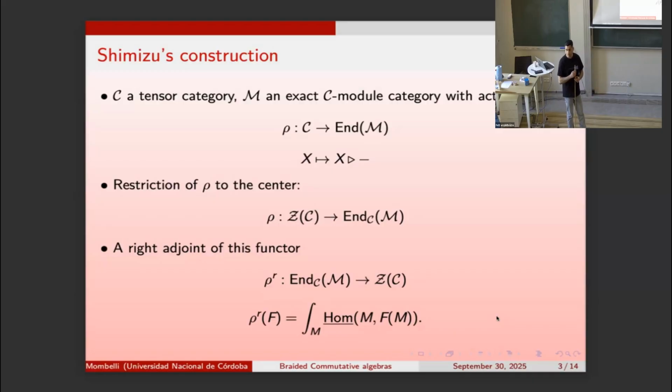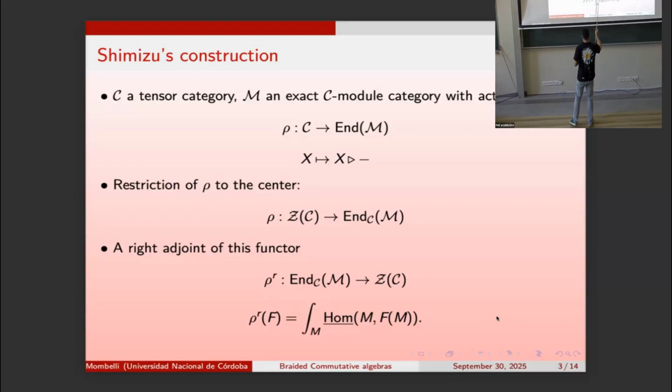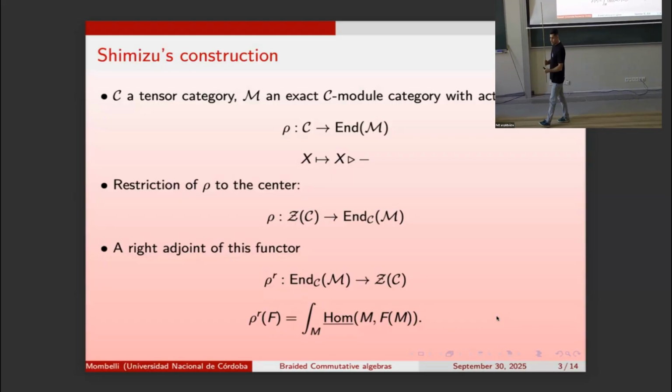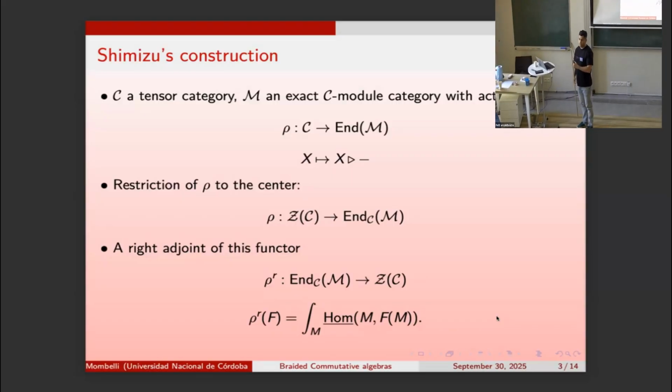Could you give again the definition of the category of functors from M to M? Yes, these are functors from M to M that respect the action of C. They are C-module functors.